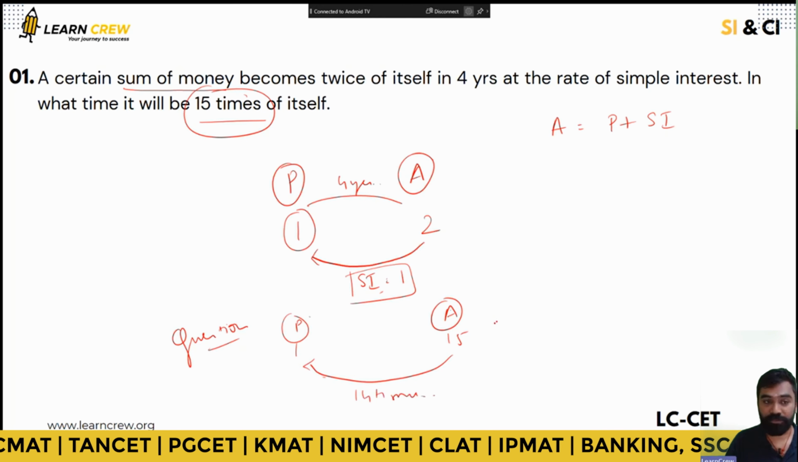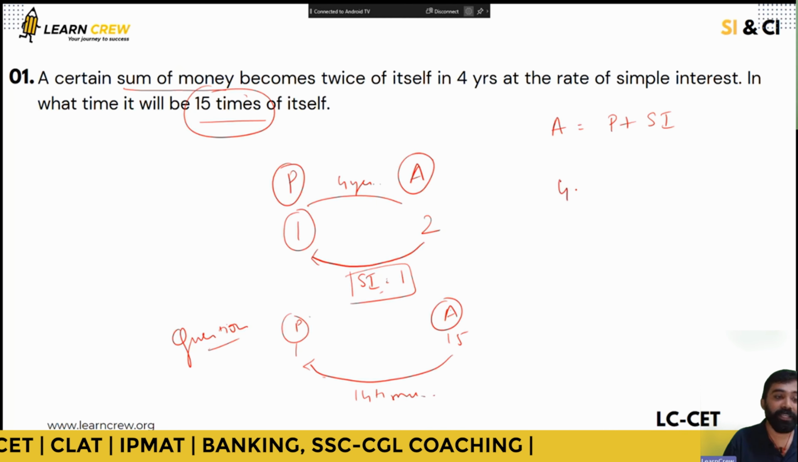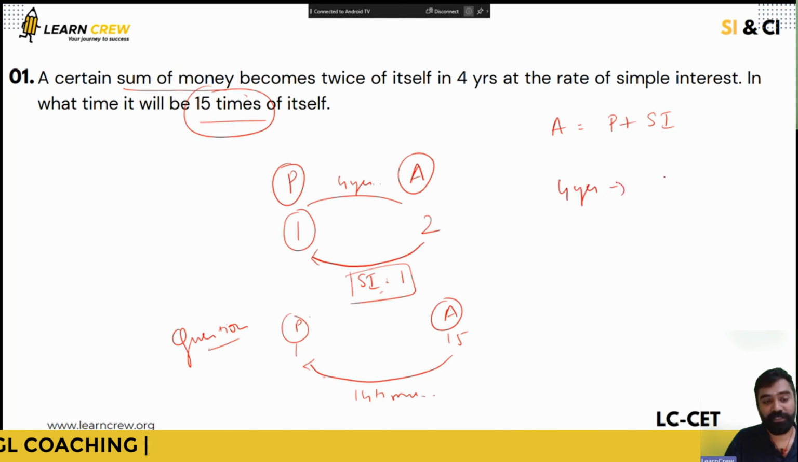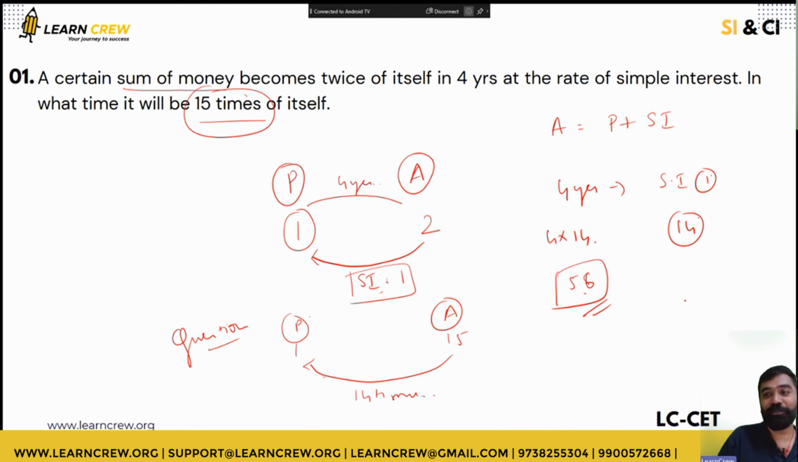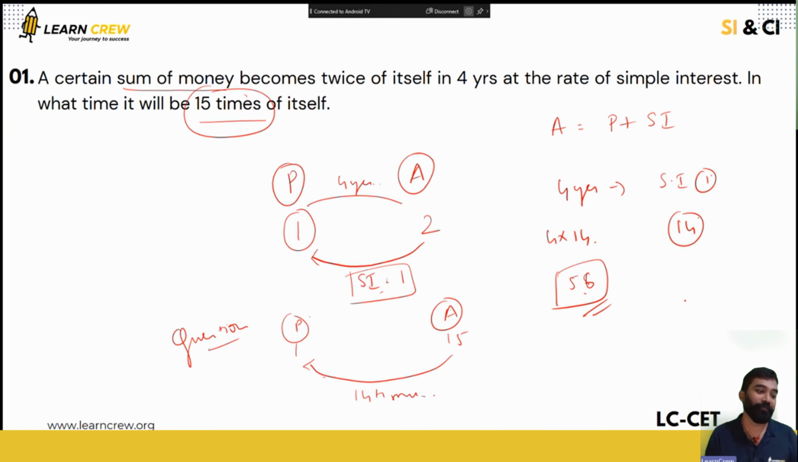14 times. If it takes 4 years for the simple interest to become 1, so if the simple interest is 14, then how much will it become? 4 into 14. 4 into 14 is, this becomes the answer. In what time will it become? This becomes in 56 years. In 56 years, the amount will become 15 times the actual. See, if you had understood this basic, a sum of amount becomes twice of itself in 4 years.